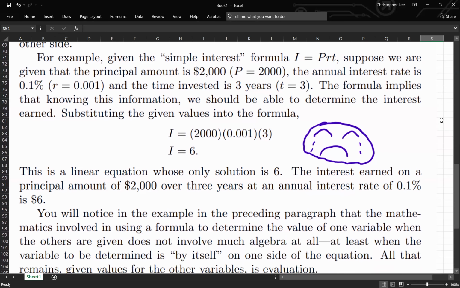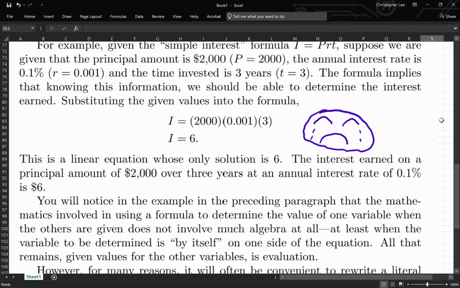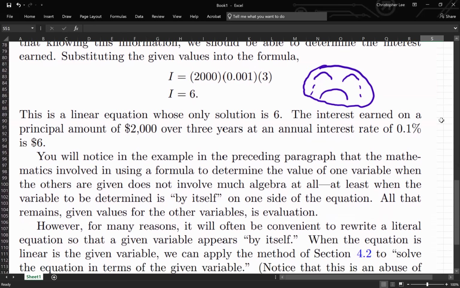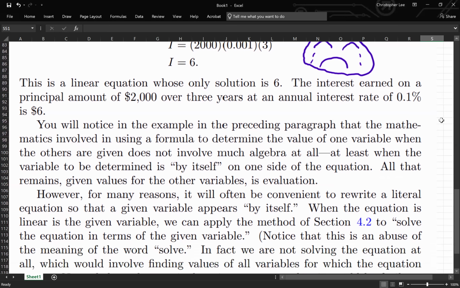You will notice in the example in the preceding paragraph that the mathematics involved in using a formula to determine the value of one variable when the others are given does not involve much algebra at all, at least when the variable to be determined is by itself on one side of the equation. All that remains, given values of the other variables, is evaluation. However, for many reasons, it will often be convenient to rewrite the literal equation so that a given variable appears by itself. When the equation is linear in the given variable, we can apply the method in the previous section to solve the equation in terms of the given variable.